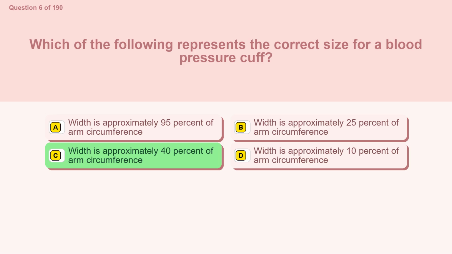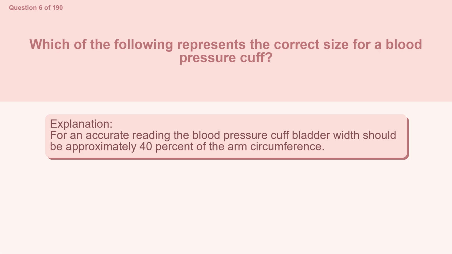The correct answer is option C. Width is approximately 40% of arm circumference. For an accurate reading, the blood pressure cuff bladder width should be approximately 40% of the arm circumference.